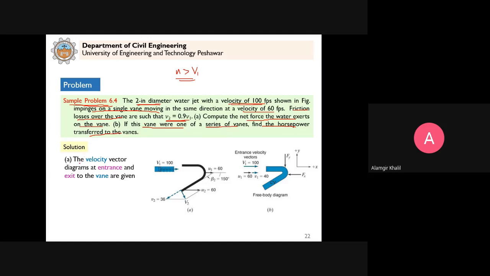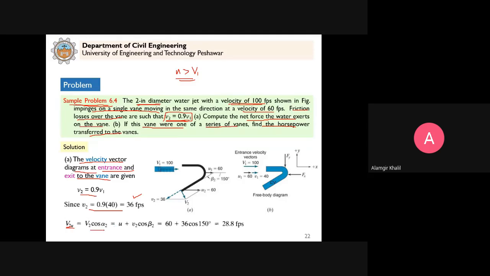Clear? The velocity vector diagrams at entrance and exit are given here. I already showed them to you. Now V2 is equal to 0.9 times V1. This is given here in the question. So in this case, V2 is 36 foot per second. Now we have to calculate the change in the velocity, so we calculate the exit velocity V2 in the u direction.